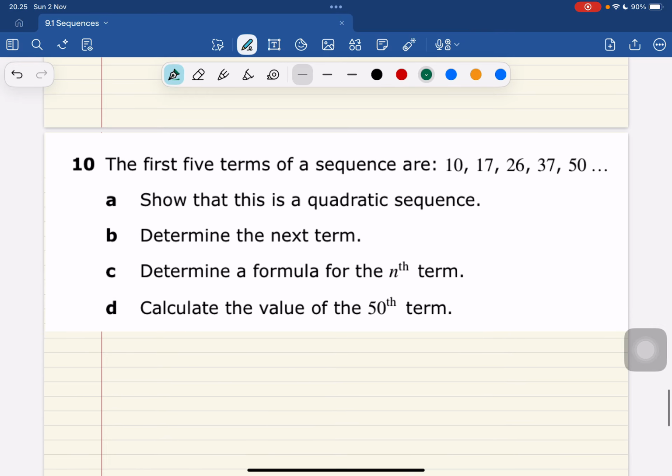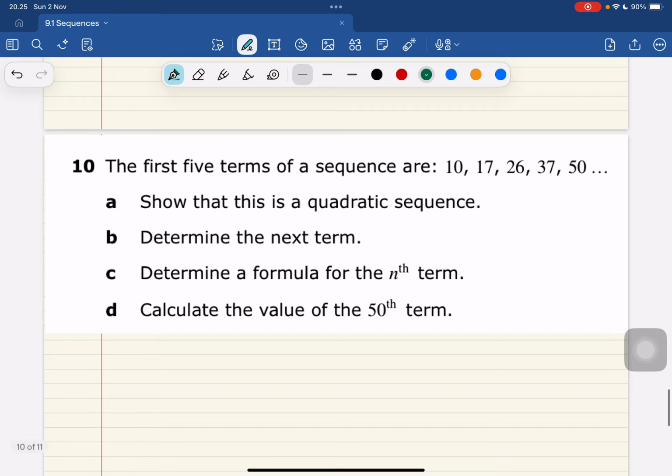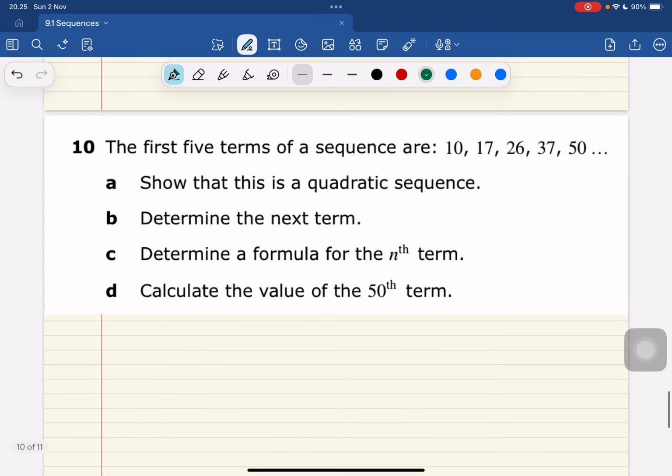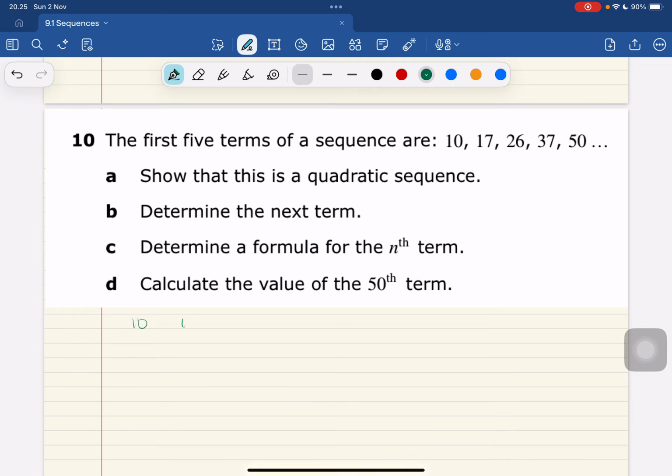Okay, number 10. The first 5 terms of the sequence are 10, 17, 26, 37, and 50. Show this is a quadratic sequence. If it is a quadratic sequence, there need to be 2 differences. So we can check from here how many differences there are. 10, 17, after 17 is 26, 37, and 50. So this is the first difference: plus 7, plus 9, plus 11, and then plus 13.